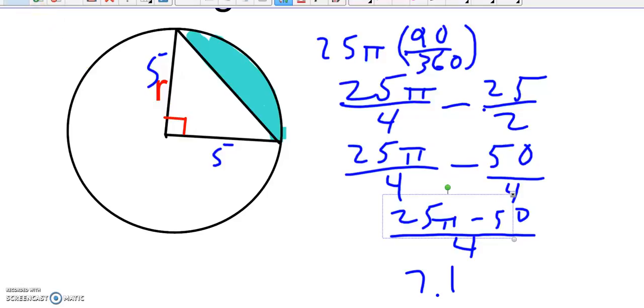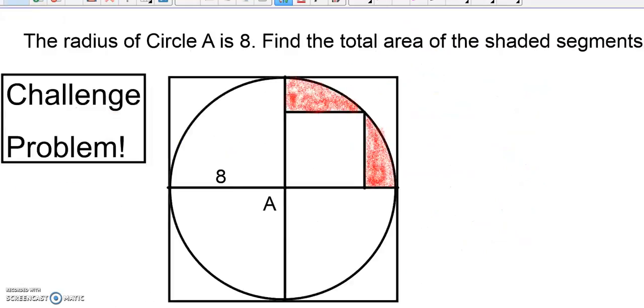If you are interested, I do have one more challenge problem on here. If you would like to pause the video here and take a look at this challenge problem, you're welcome to, and I will be happy to look over your work and let you know if you've gotten it correct.